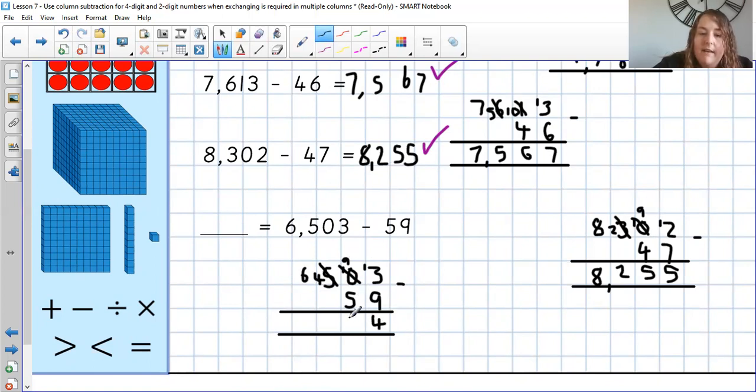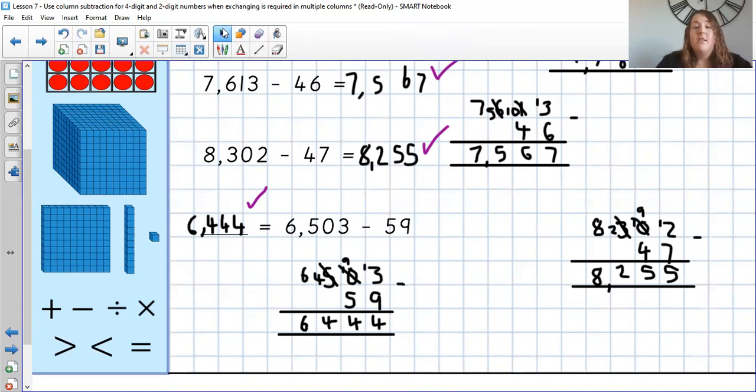9 take away 5, which is 4. 4 take away nothing, which is 4. And then 6 take away nothing, which is 6. So if you've got the answer 6,444, please give yourself another very big tick. Those last ones are trickier, but hopefully we're getting used to it when there's a 0 there.